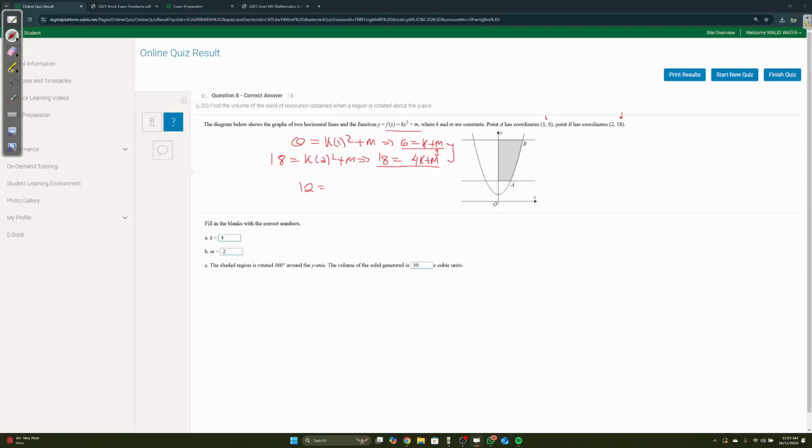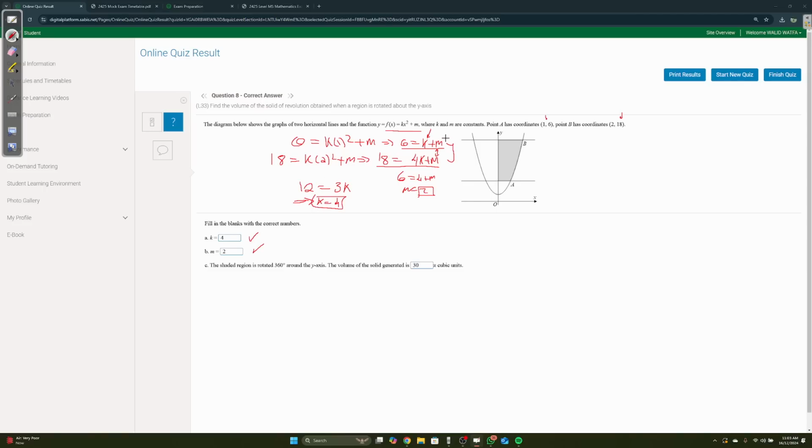You're going to get 12. Everything down subtracted by the one up equals 3k. So therefore, k is equal to 4. And then you can go back here. Since k is equal to 4, 6 is equal to 4 plus m. m is equal to 2. These methods both work. This is correct.